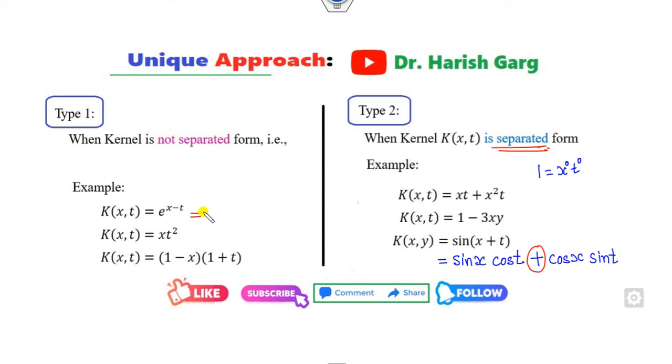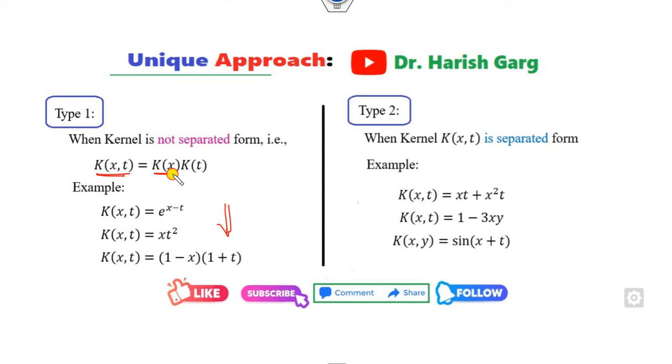However, in this example, you can see these cannot be written in separated form. It is written in product form. Similarly, it is a product. This is a function of x only, this is a function of t only, which are separated by a multiply sign. So whenever you see plus or minus symbols appearing like this, it is called the separated form. In all these cases, you can write the kernel as a function of x only and a function of t only, while in this case you have to write a function of x and t together, that means the two functions are combined. That's why I am explaining the first part here.